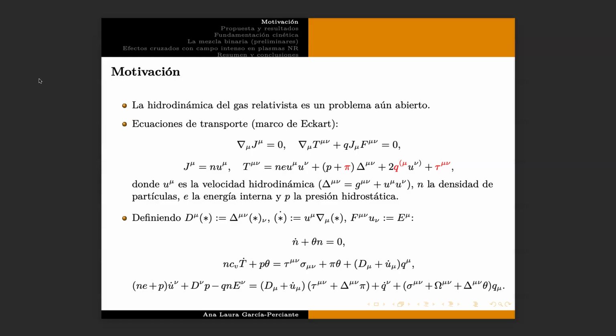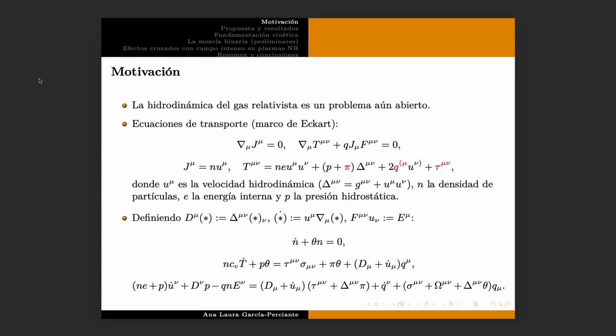So what's the main problem? We have the transport equations for a relativistic gas. We have two equations. The first one is the conservation of the mass, J. Here is the particle current, and the balance equations for the stress energy tensor. I'm considering here an electromagnetic field, which can be external or consistent with Maxwell's equations for the system.